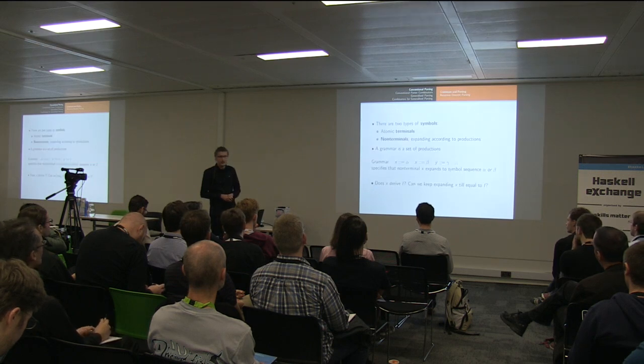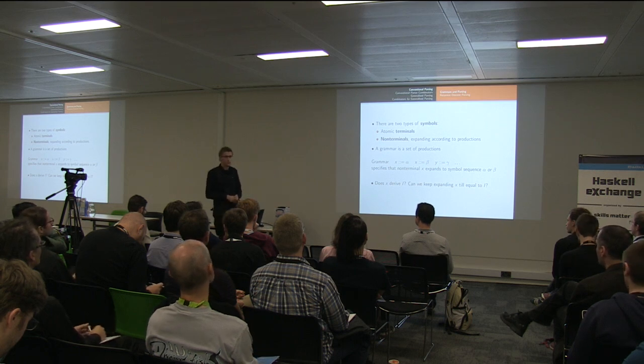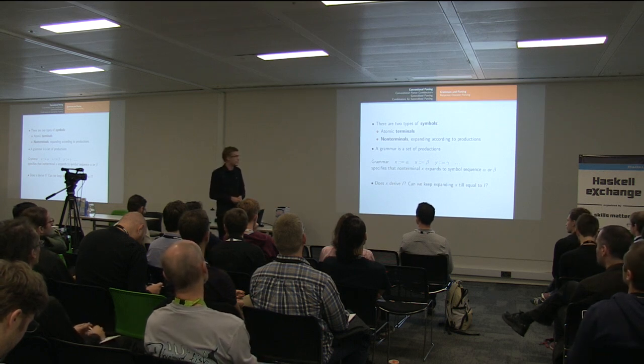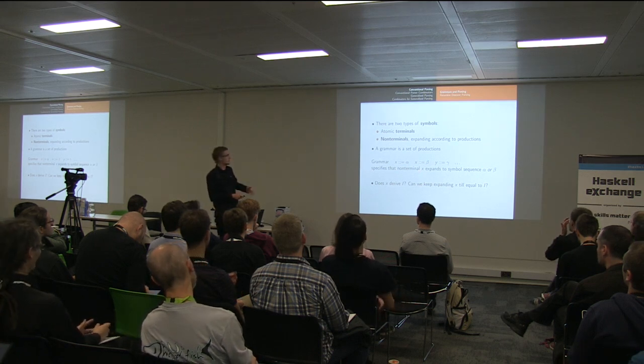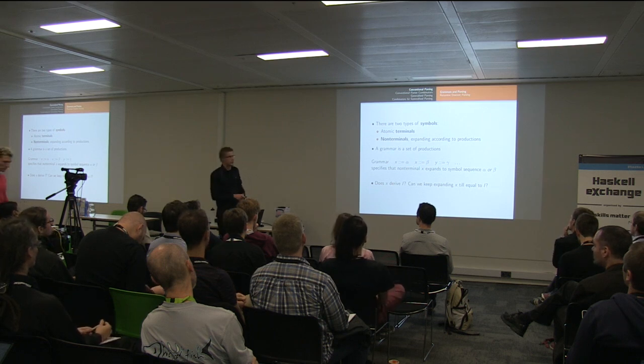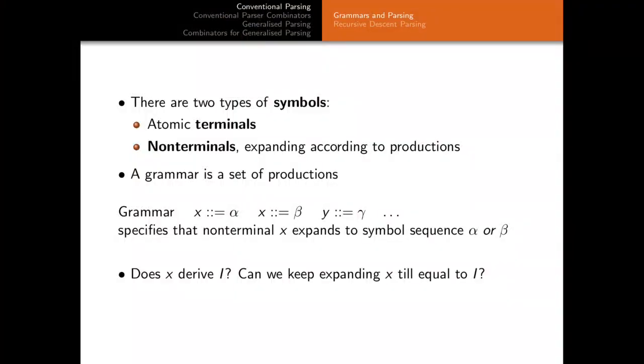So just to remind ourselves very quickly, I'll be talking about symbols, which come in two flavors. We have terminals and non-terminals, and we say that non-terminals are non-terminals because they expand into a sequence of other symbols. So the non-terminal has a number of productions, and a set of productions forms a grammar. So for example, there's a small grammar here which shows two productions for the non-terminal x, and we have this alpha and beta, which are sequences of symbols. So we say that x expands into a certain sequence of symbols, alpha.